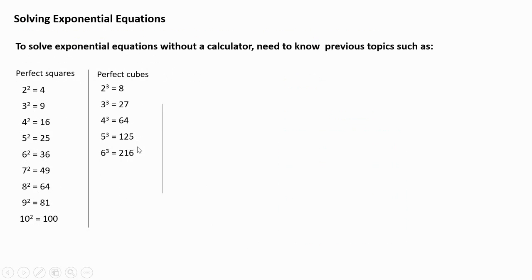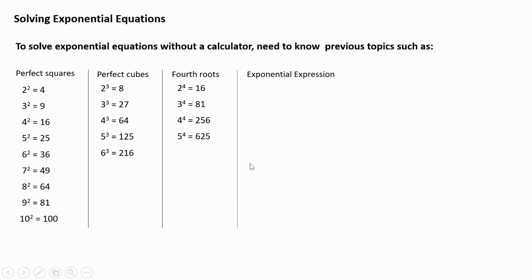Also, perfect cubes. For example, 8 is a perfect cube because 2 cubed is equal to 8. 27 is a perfect cube because 3 cubed is equal to 27, and so forth. So at least know all the way to 6. And now fourth roots, at least know all the way to 5. And this is the exponential expression: a to the m, a is called the base, and m is the exponent.